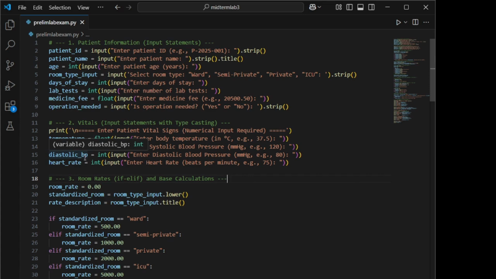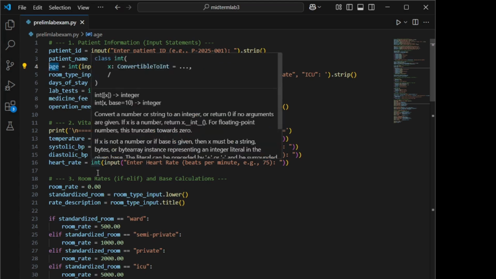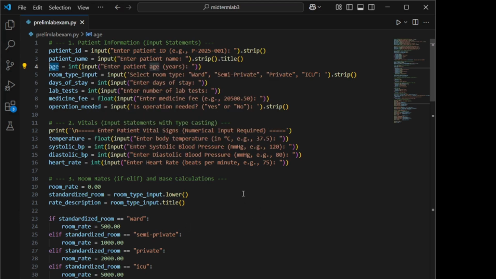For patient details, remember to use typecasting like the age, days of stay, lab test, and must be cast to an integer using int.